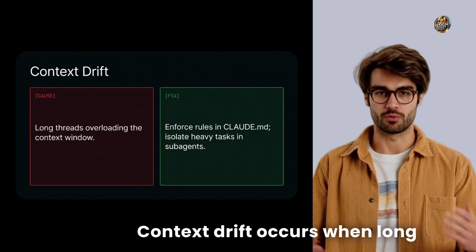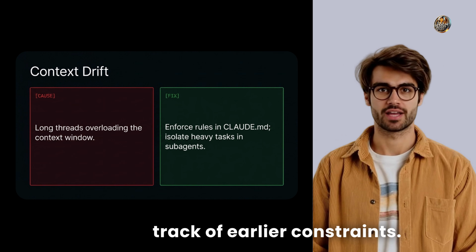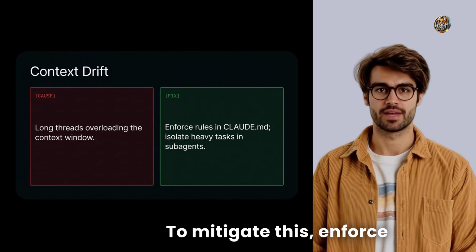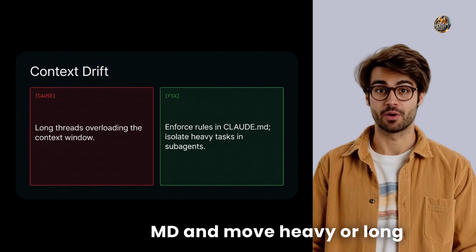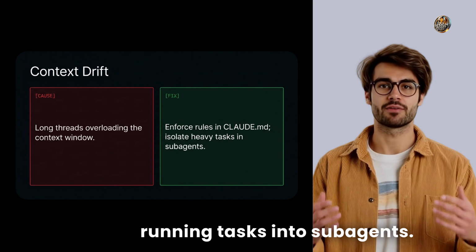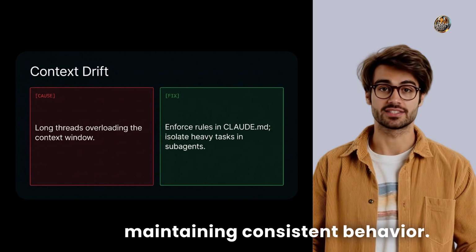Context drift occurs when long threads overload the context window, causing Claude to lose track of earlier constraints. To mitigate this, enforce project rules centrally in Claude.md and move heavy or long-running tasks into subagents. This keeps each thread compact while maintaining consistent behavior.